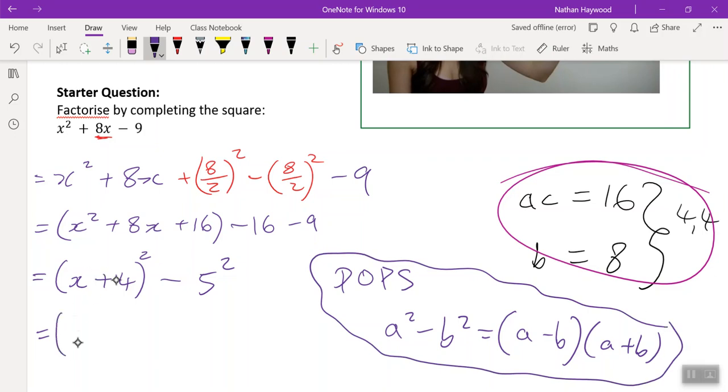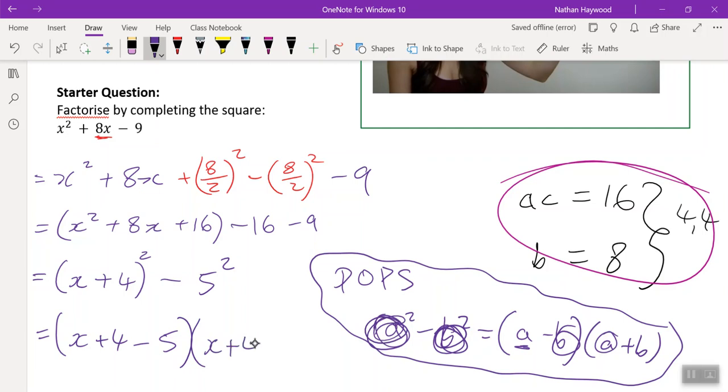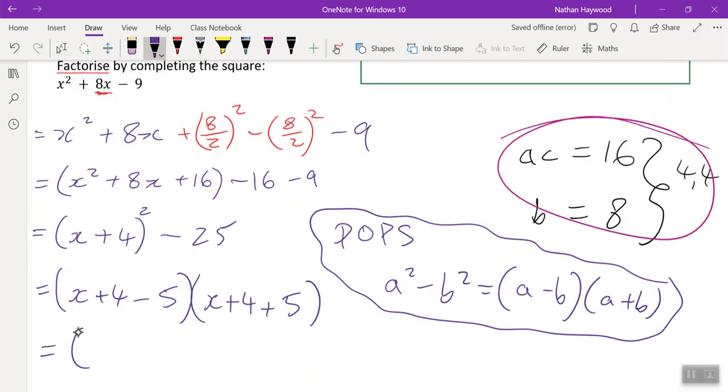So we take the number there, which is squared, put it there. Take the number squared, put it there. Take the number A, put it there. But this time there's a plus in between. So there you go. The answer is 4 minus 5 is 1. And 4 plus 5 is 9. Okay? So that is completing the square.